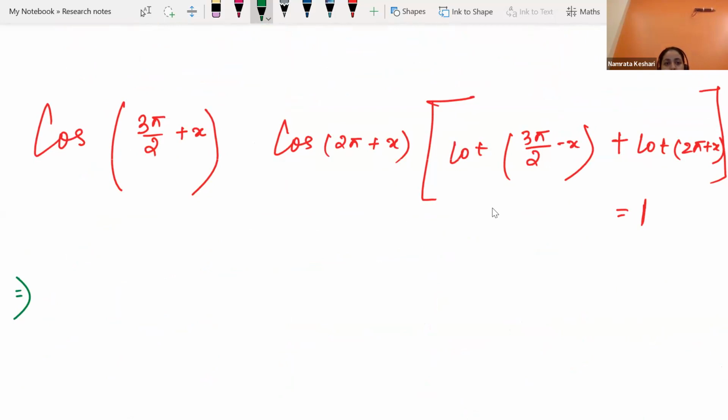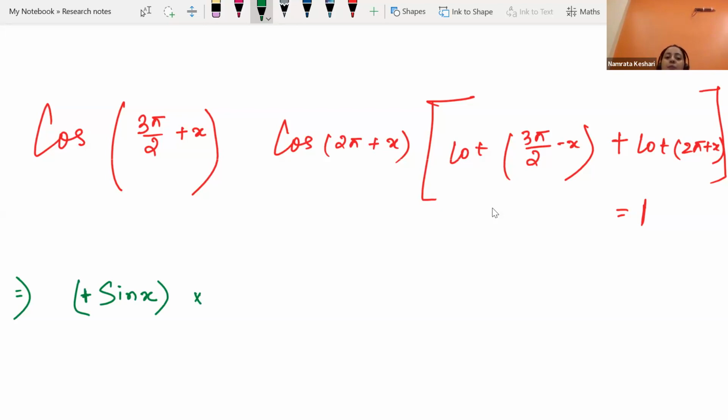Ma'am, it will change to sin x. Plus sin x or minus sin x? Plus sin x, ma'am. Is it plus sin x? Everyone is thinking the same. Will it be plus sin x? Ali and Alina, what are you thinking? Is it plus sin x? Yes, it will be plus sin x.